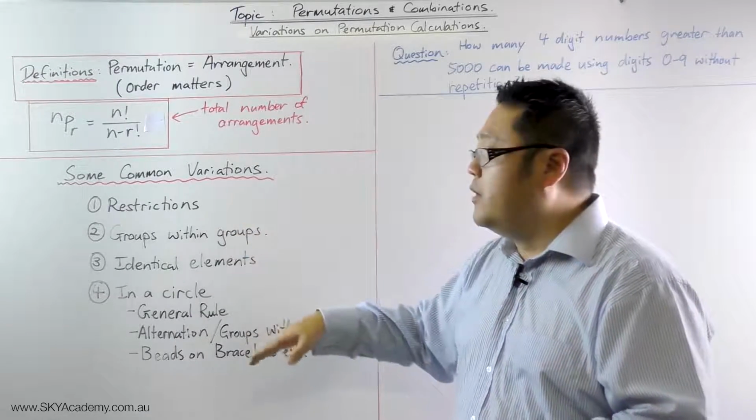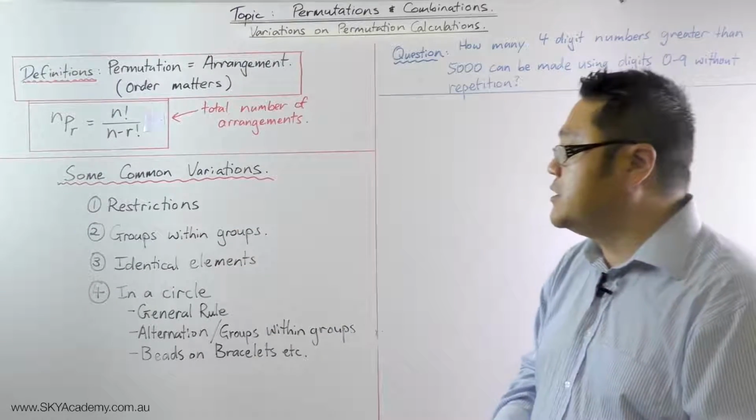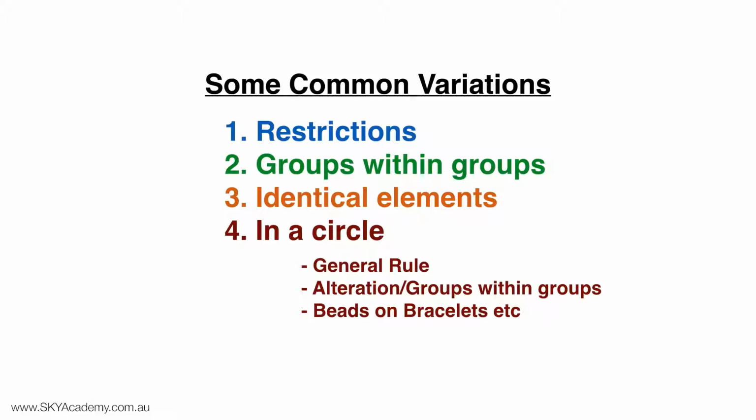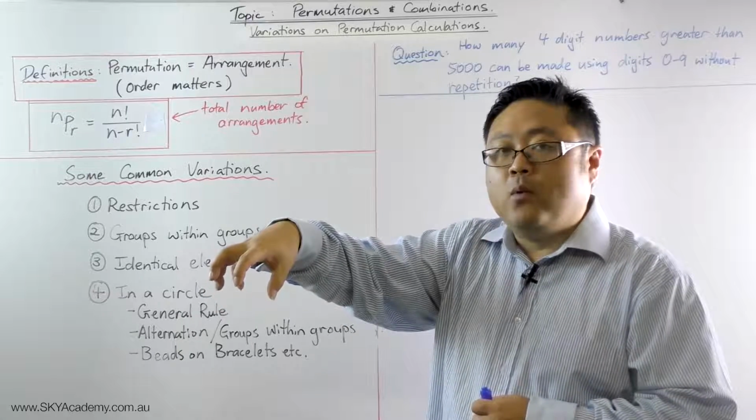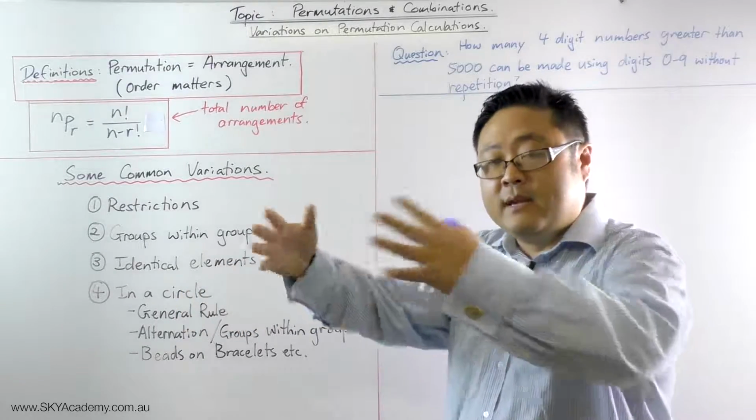So, and we'll go through, I'll spend an episode going through each of these variations. The first one is restrictions, right? And this episode will go through what restrictions are. The second type of variation is where you have groups within groups, okay? So you have one group and then you have like a little group, all right? Within, which you treat like one element within a bigger group.